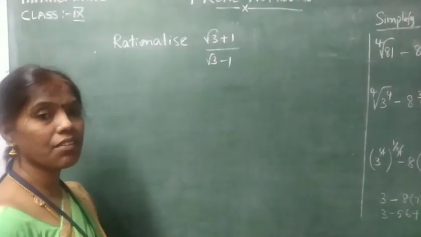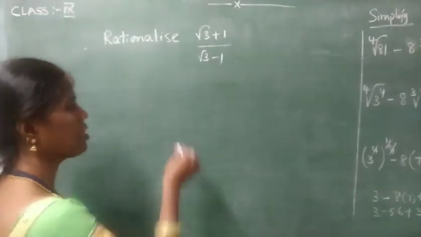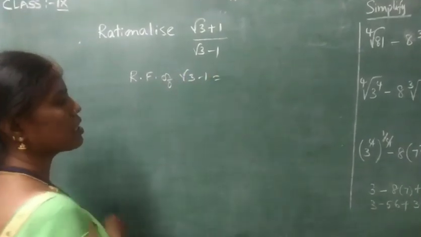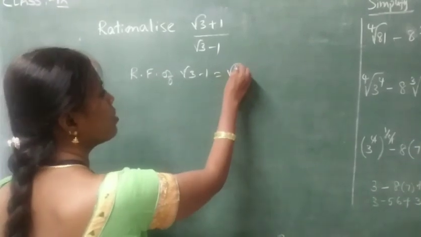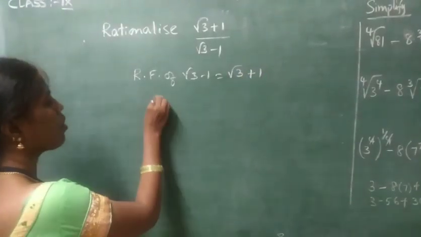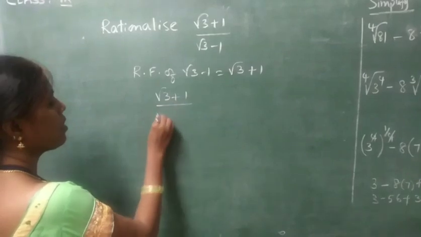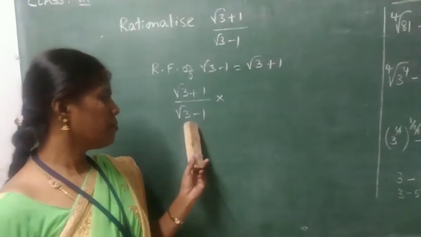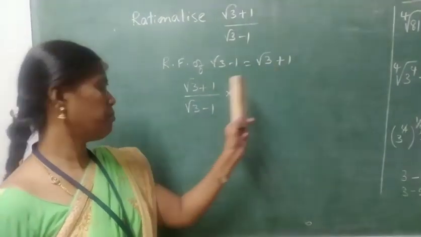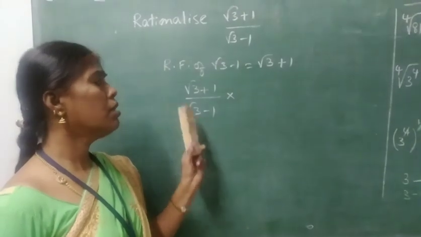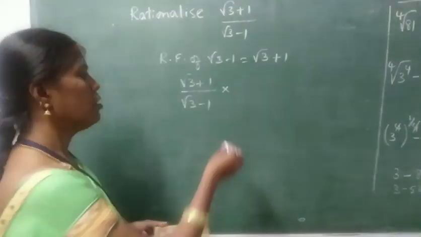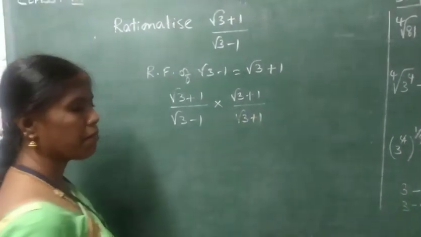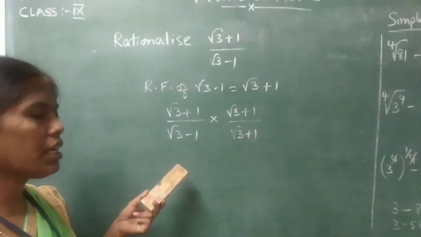So what is the rationalizing factor of root 3 minus 1? We have to see. What is the rationalizing factor of root 3 minus 1? Root 3 plus 1. So now, root 3 plus 1 by root 3 minus 1, we have to multiply the denominator with root 3 plus 1. Only the denominator is not possible, so we will multiply the numerator also. So root 3 plus 1 by root 3 plus 1. What I did is I multiplied the numerator and also the denominator.